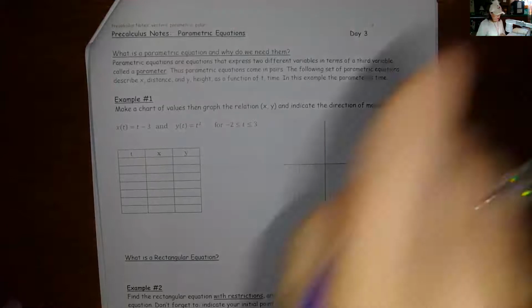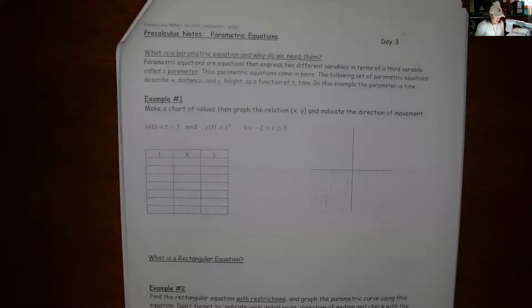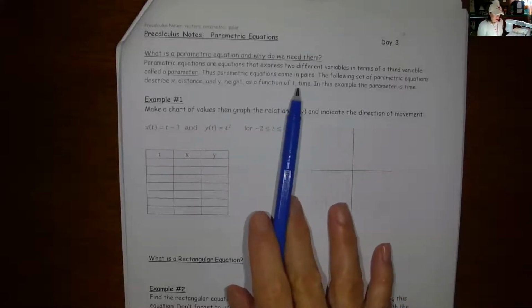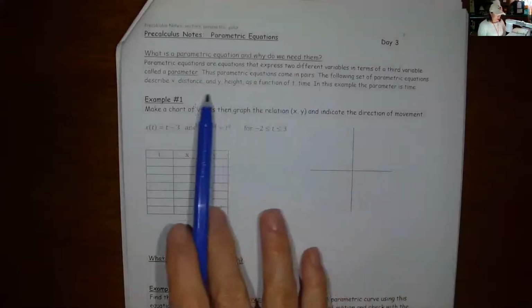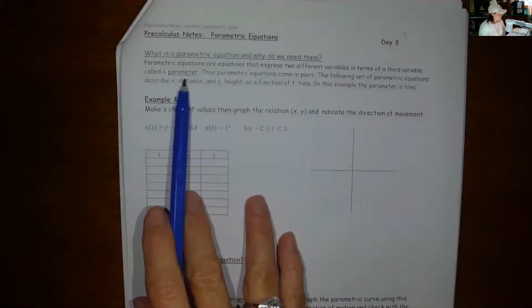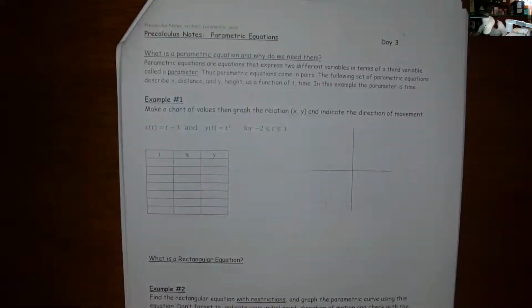So let's look at this. What is a parametric equation and why do we need them? Parametric equations are equations that express two different variables in terms of a third variable called a parameter. So for us, most of the time, our parameter is time, right?